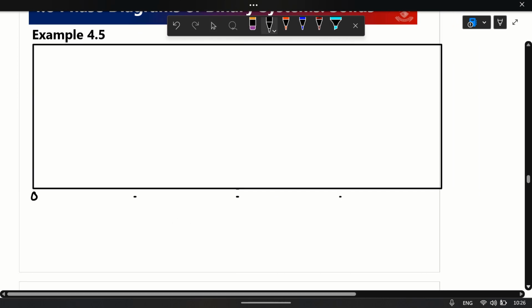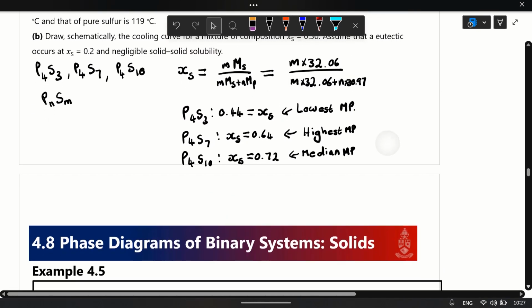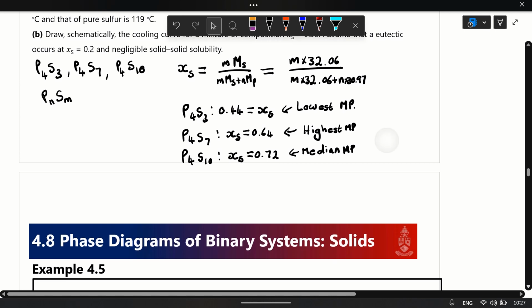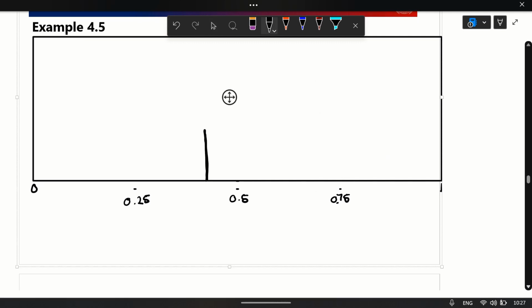On our phase diagram, we have a 0 and a 1. This is 0.5 there, 0.25 there, 0.75 there. We know these are line compounds. At 0.44, which is around about there, we're going to have a line compound that does something like that. That's the line compound for P4S3. Then at 0.64, which is there, is going to be the one with the highest melting temperature.